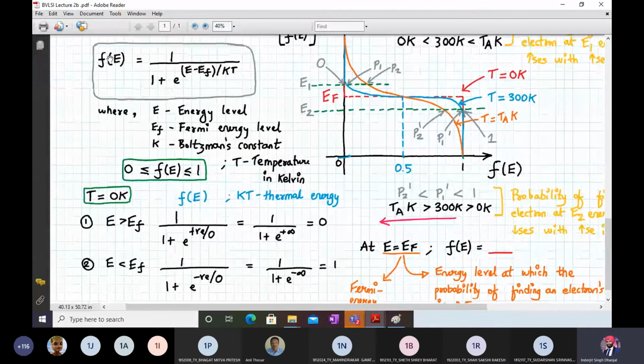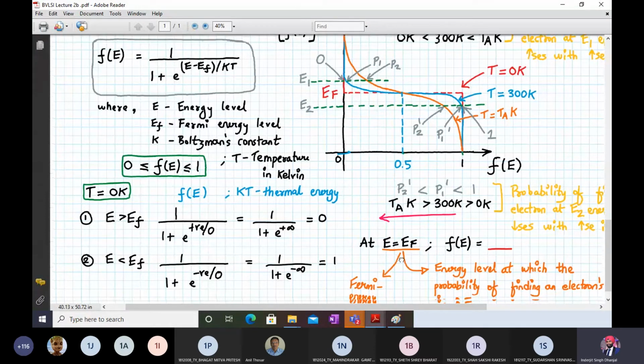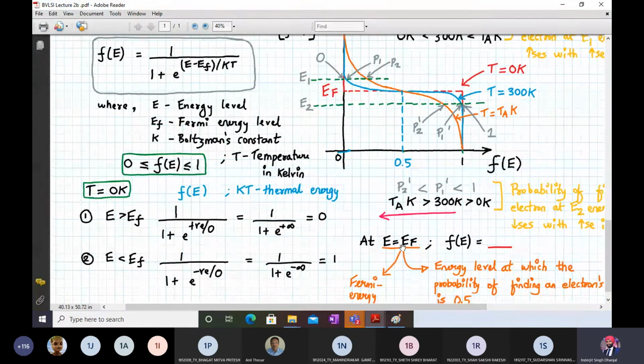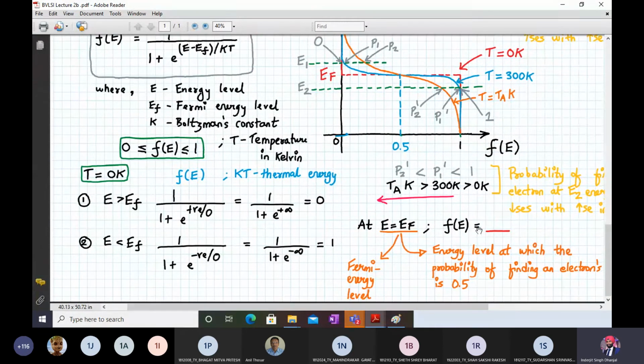Okay, so f of E, the probability. Let's consider T equal to 0 degree Kelvin. If E is equal to EF, that means e raised to 0, right? And what is e raised to 0? 1. Correct. So 1 upon 1 plus 1, that is half. So at E equal to EF, what is my probability of finding the electron? Half. It is 0.5.